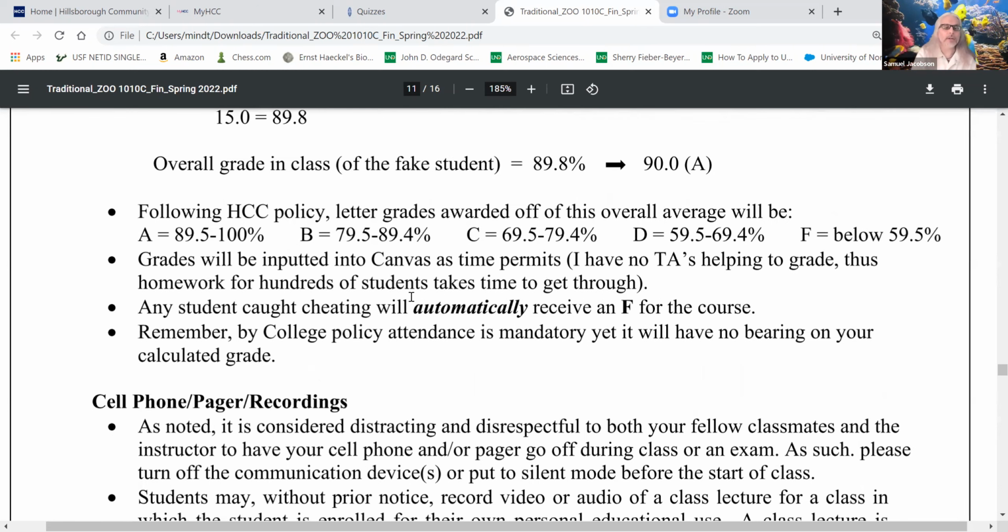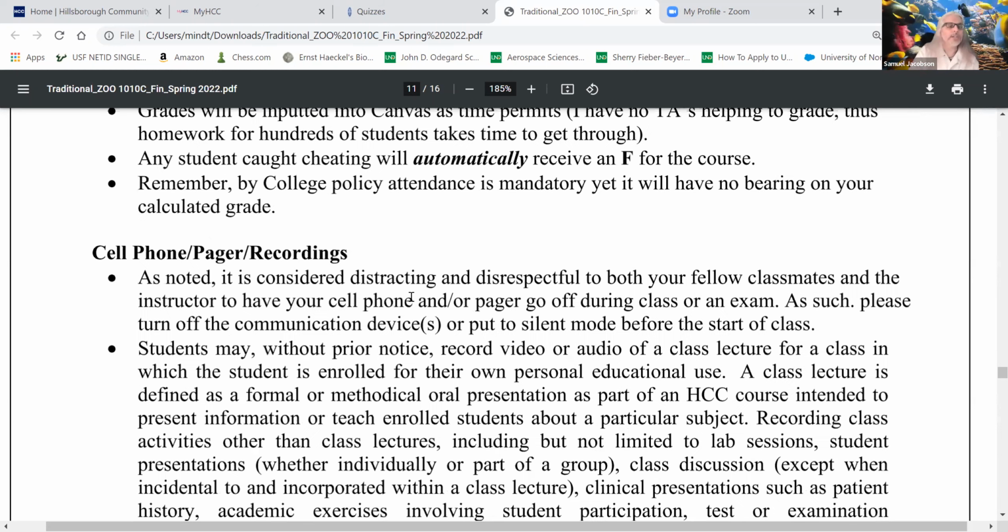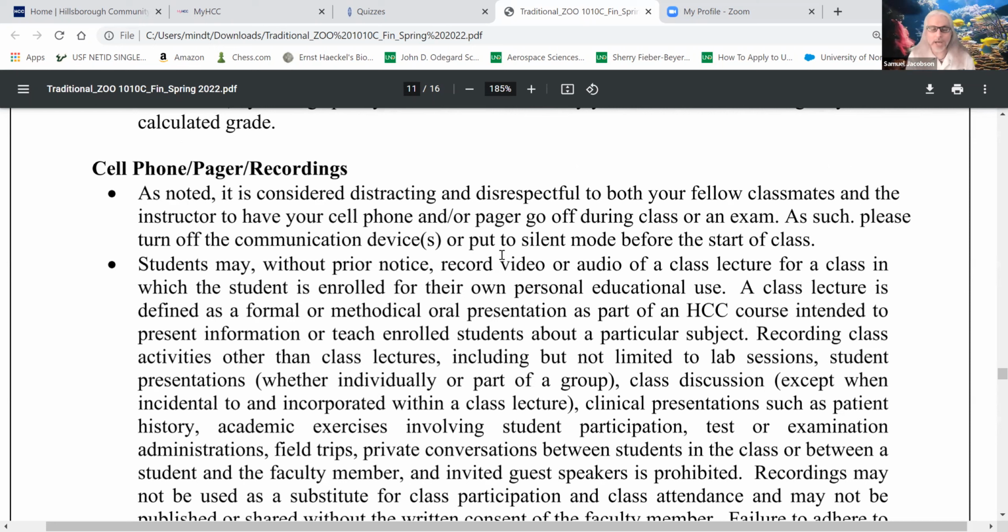Remember, you cheat, you fail. Don't do it. Okay, almost done. Cell phones, pagers, recorders. I know we don't have lectures, but you're doing things in teams and you're around other students, so I'm just trying to make sure that you are polite to others.